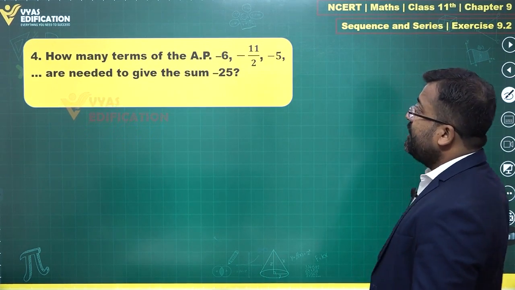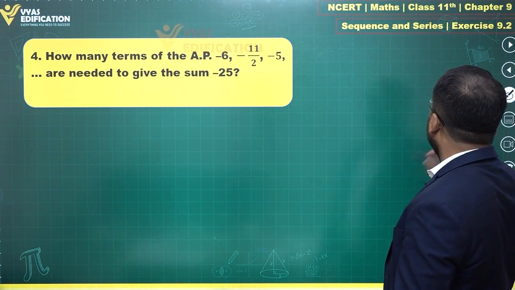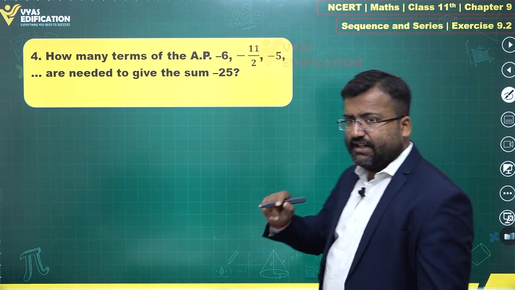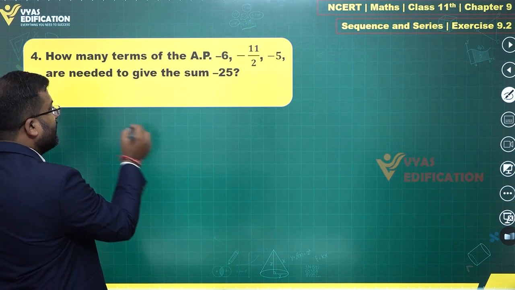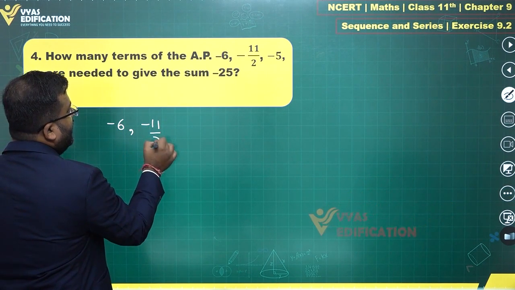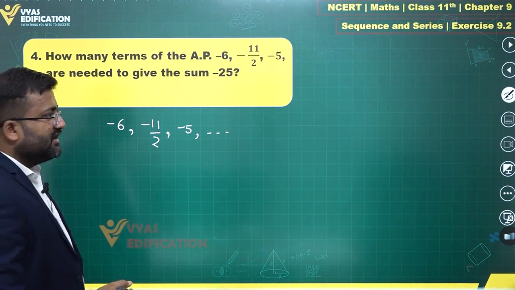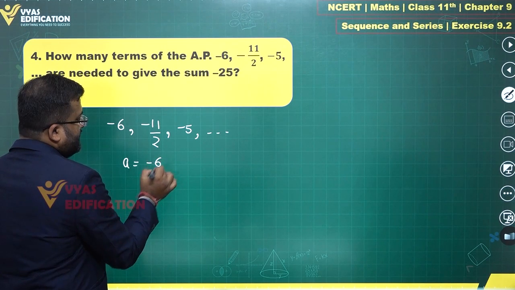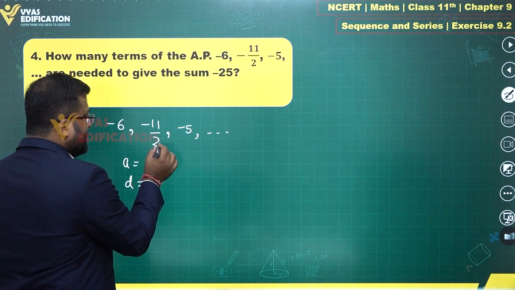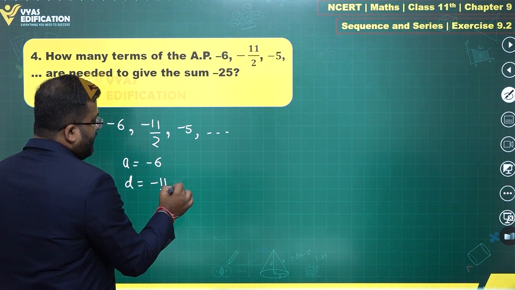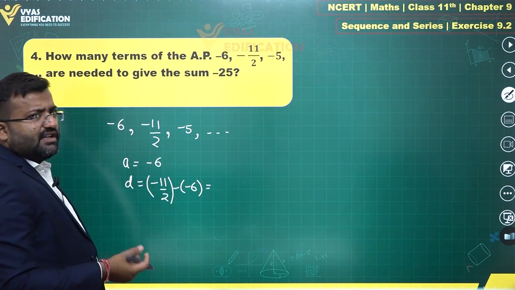In the fourth question we have: how many terms of the AP minus 6, minus 11 by 2, minus 5, dot dot dot are needed to give the sum minus 25? How many terms are needed, right? So in this given arithmetic progression, minus 6, minus 11 by 2, minus 5, dot dot dot, can you identify the first term easily? Yes, A is equal to minus 6. It is given that this is an arithmetic progression, so common difference will be there, which is this, minus 11 by 2 minus of minus 6. A2 minus A1, or minus 5 minus this, that's also okay, right?